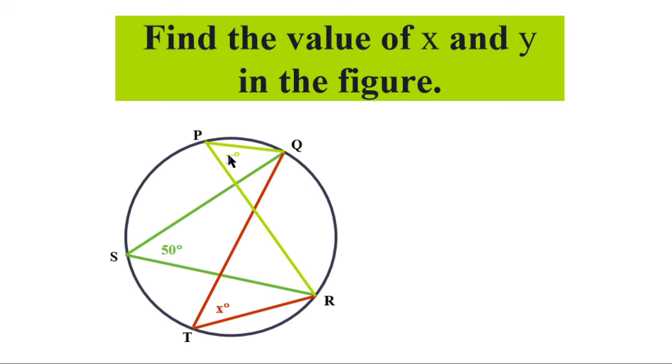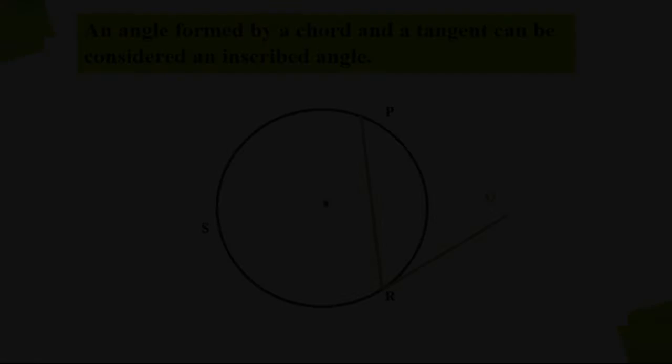So same value with angle QSR. The measurement for our y, or angle y, is equal to 50, and same with the measurement of angle x because they share the same intercepted arc. Okay, so for x we have 50 and also with y we have 50 degrees. So that's it for the inscribed angle theorem.